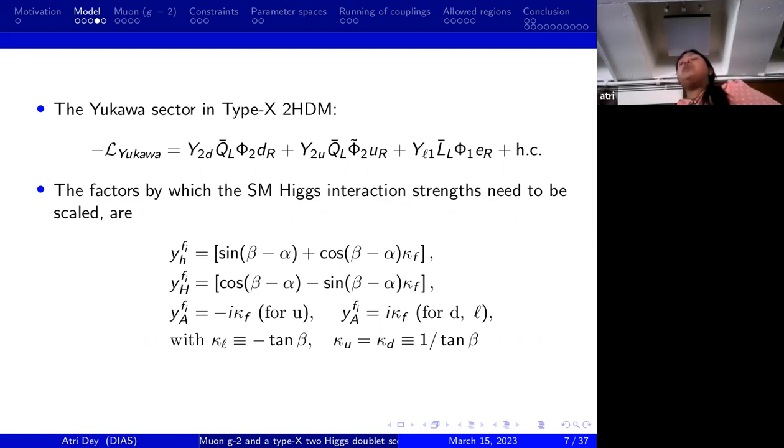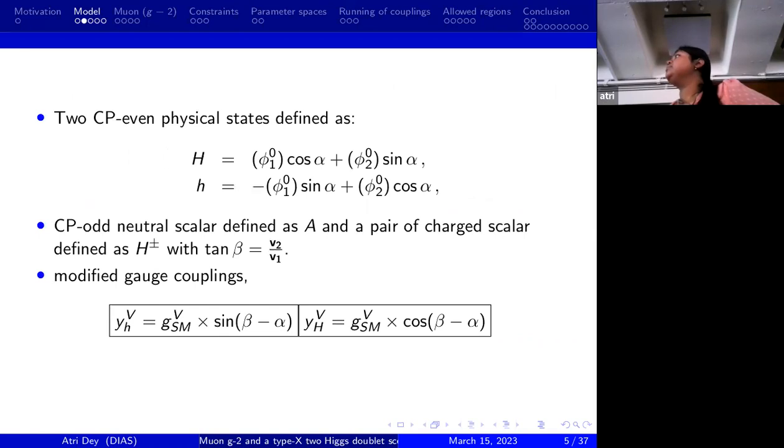I'm confused. Can you go back to the slide where you showed the H's? What is capital A, and H plus and minus? We get capital H, little h, capital A, and H plus and minus. The charged scalar, capital H plus or minus, comes from the two charged fields that mix: you get a massive charged boson, and then you're left with one charged state.